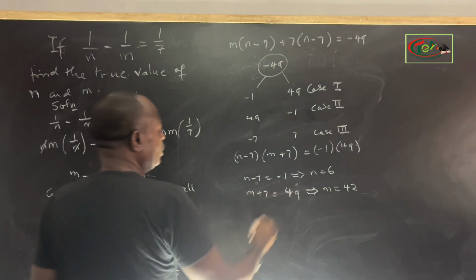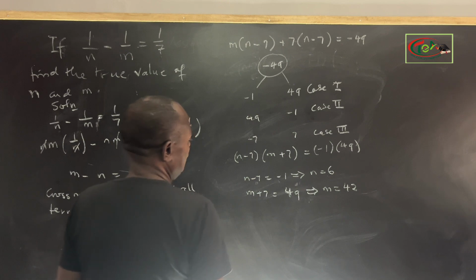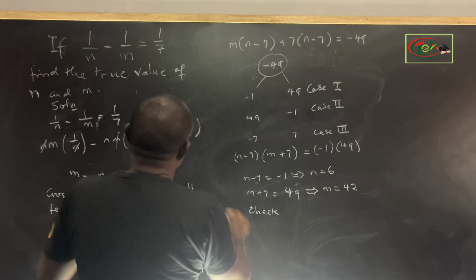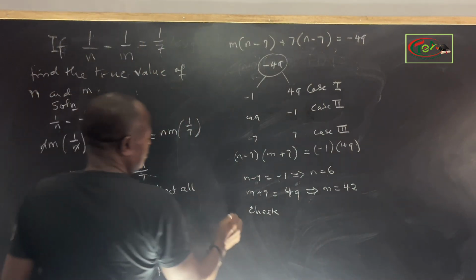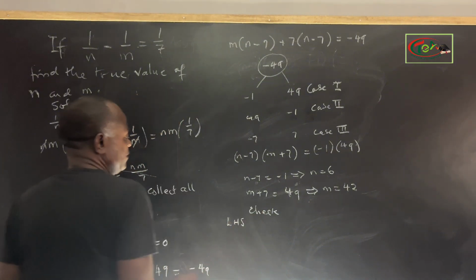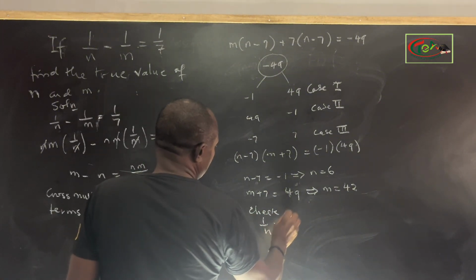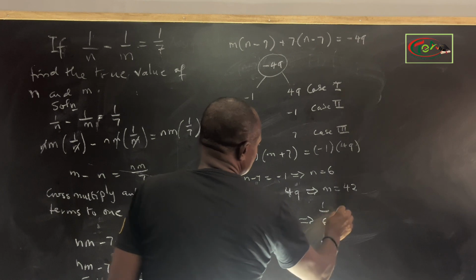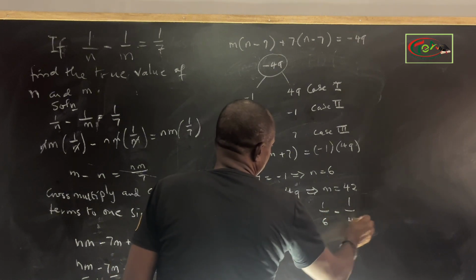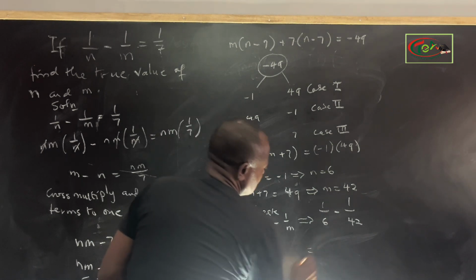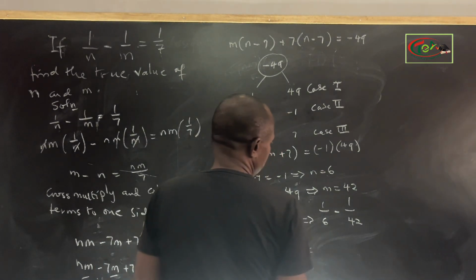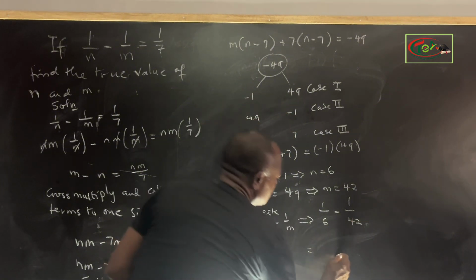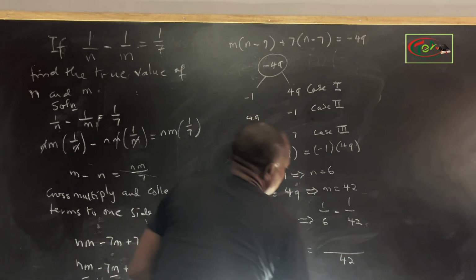So what we have appears like this. If we want to check whether the values are true, we take the left hand side of the equation. Consider the left hand side: 1 over n minus 1 over m simply means that we have 1 over 6 minus 1 over 42. If we solve this, 42 is the LCM.